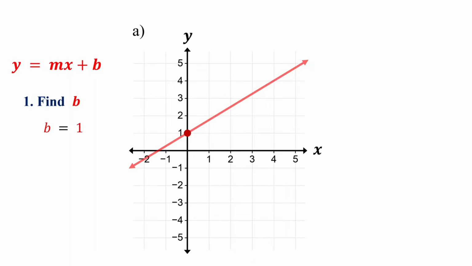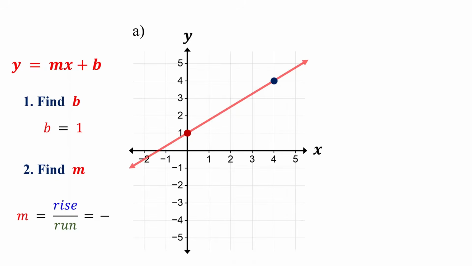The next step is to find the slope of the line. To do this, first, locate 2 points on the line with integer coordinates. You can use the y-intercept as one point and then locate another point. Let's use this point. Remember, the slope of a line is defined as rise over run. Rise is the vertical change between 2 points on a line, and run is the horizontal change.